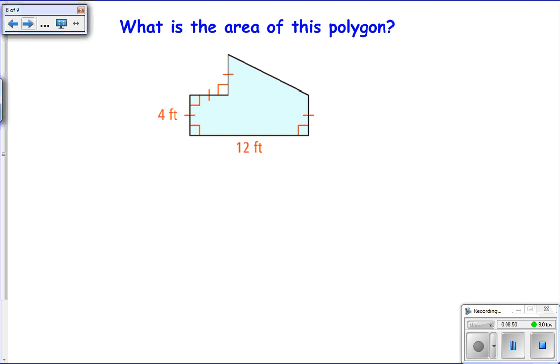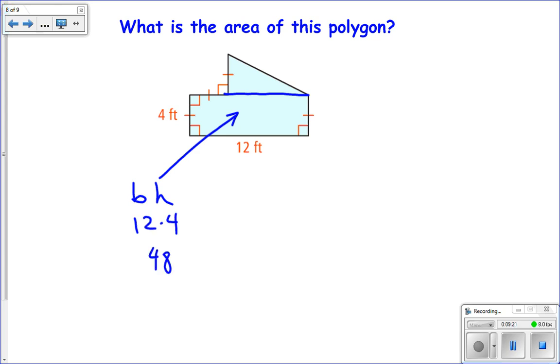So let's do this one. Here is an interesting looking shape. Okay, and if you look at it, you can either cut it this way and get a trapezoid and a square, or you can cut it this way and get a rectangle and a triangle. Now, since we haven't covered yet how to find the area of a trapezoid, I will stick with this way. Now, this is a rectangle, and I have just learned that the area of a rectangle is base times height, which is 12 times 4, which is 48 square feet.